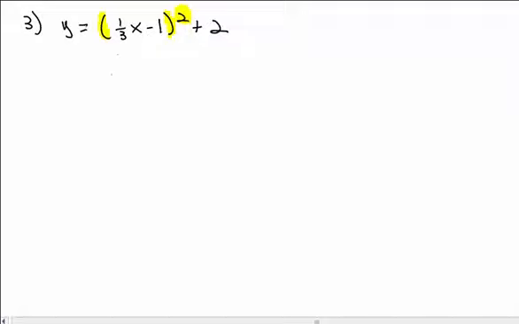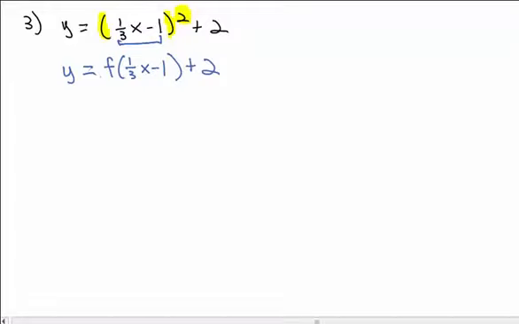So, we're going to have the quadratic function. F represents the quadratic, and everything inside the quadratic goes inside f. 1/3 x minus 1. The stuff outside of it stays outside of it, which is just a plus 2. So we have y equals f of 1/3 x minus 1 plus 2.